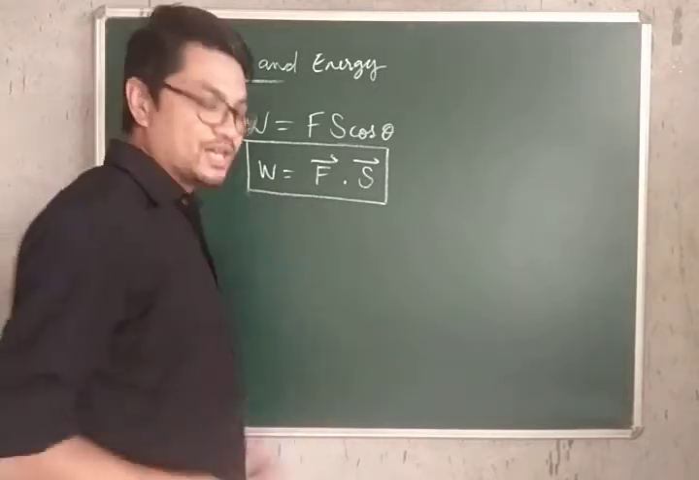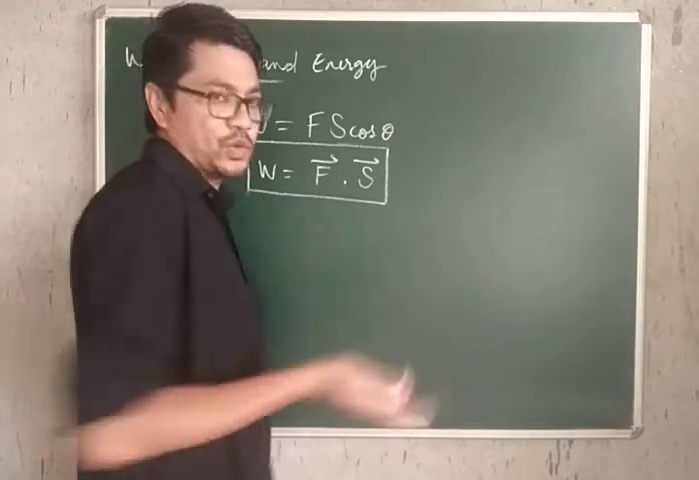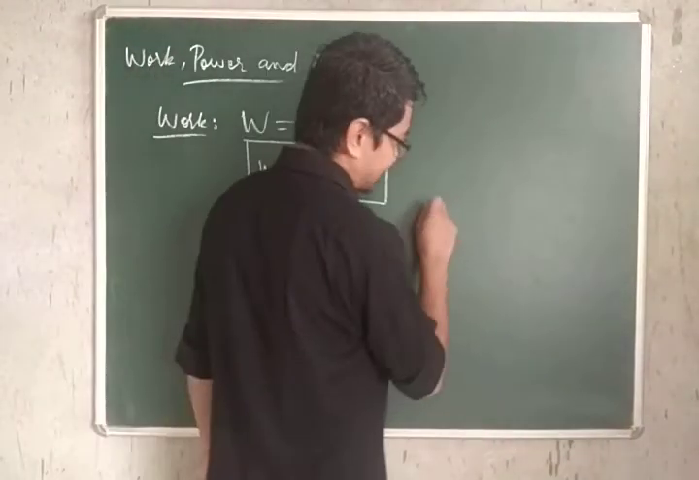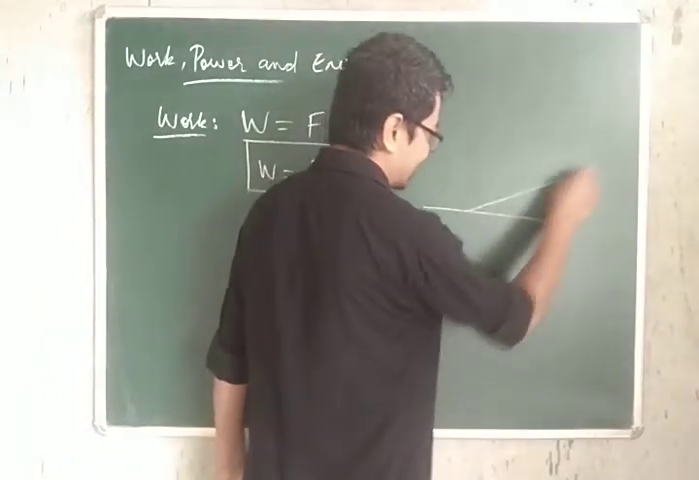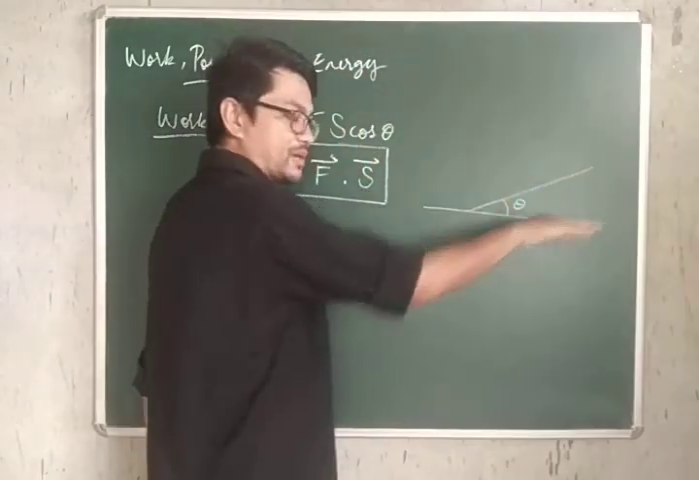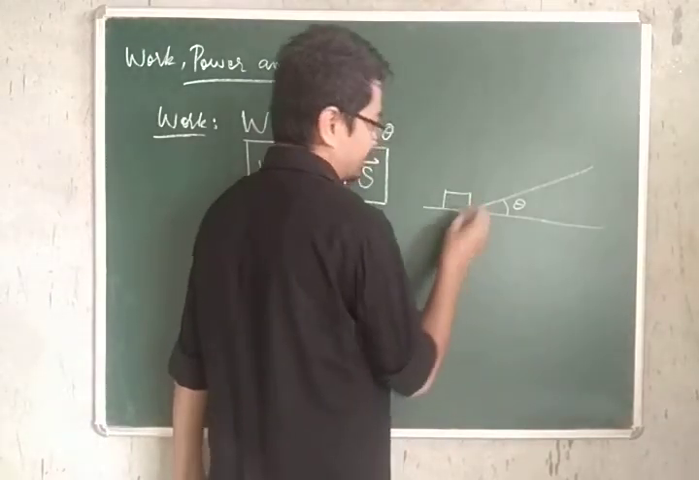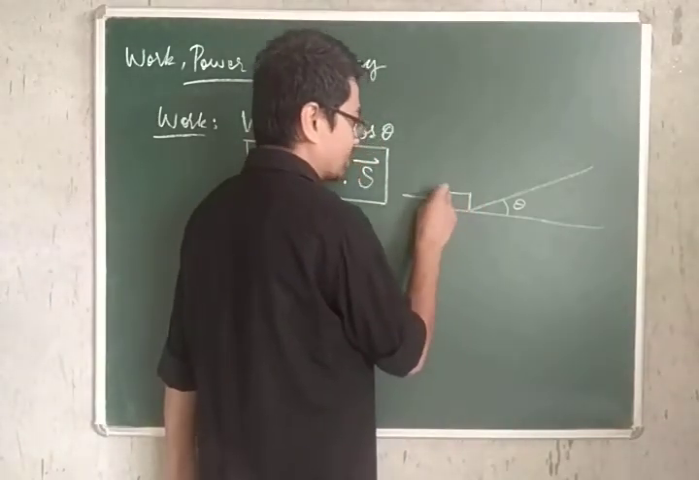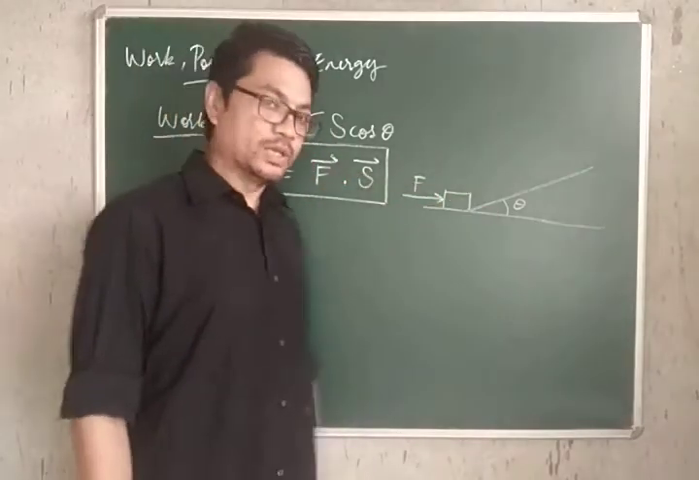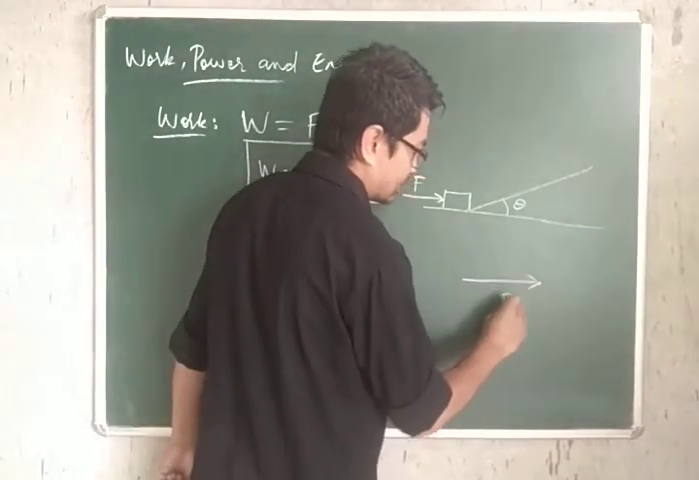We discussed this when we discussed the dot product of vectors. Now, to see how S cos theta is the displacement in the direction of the force, let us discuss an example. Say you have an inclined plane and the angle of inclination of this inclined plane with respect to the horizontal is theta, and we have a body here having a certain mass. Now a force F acts on the body. You can see the direction of the force is along the horizontal itself. So this is the force acting.